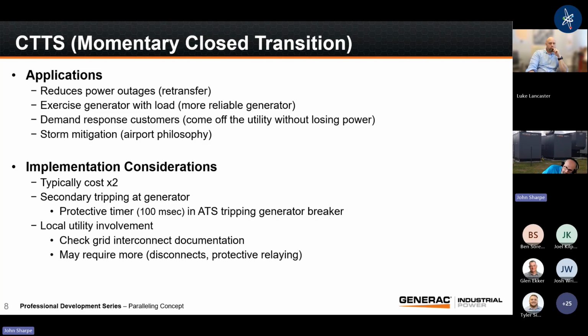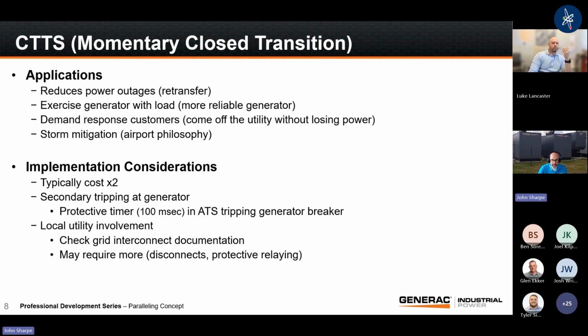So it's not something that someone would do lightly. The key here is the lights don't blink. So why would I do this? The principle that we see most of the time when people are doing this is they're going to utilize their generator for more than just a standby piece of equipment.